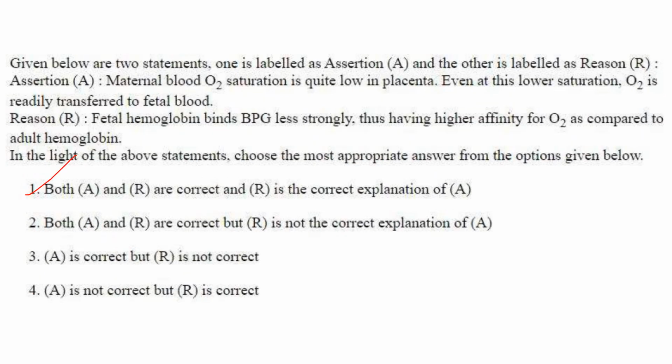Now next one. Again assertion, reason. So assertion. Maternal blood oxygen saturation is quite low in the placenta. Yes. Even at this lower saturation, oxygen is readily transferred to fetal blood. That is correct. Fetal hemoglobin binds BPG, 2,3-bisphosphoglyceric acid, less strongly, thus having higher affinity for oxygen as compared to adult hemoglobin. That is the reason for why even at lower saturation, oxygen is readily transferred to the fetal blood. So the answer here is both A and R are correct. R is the correct explanation of A.